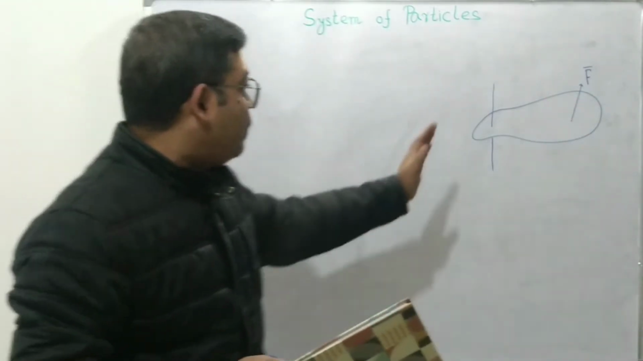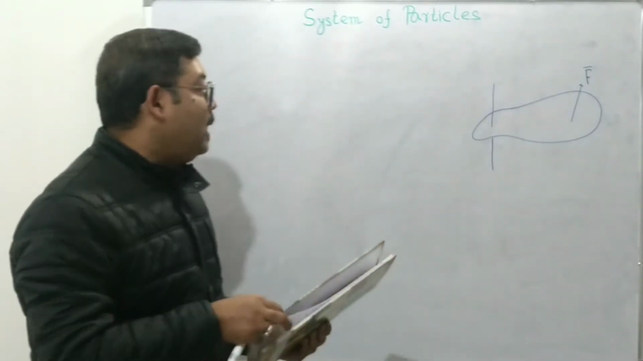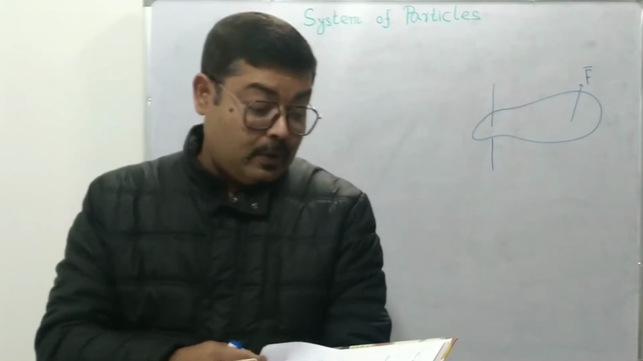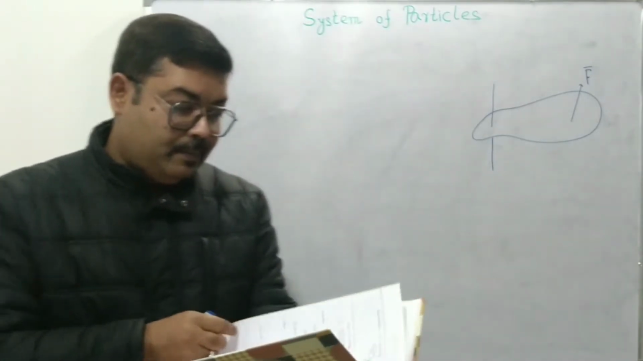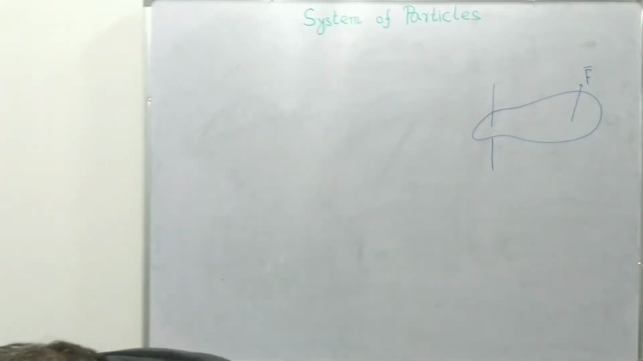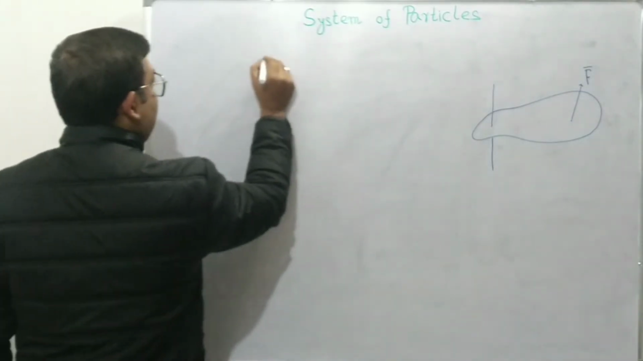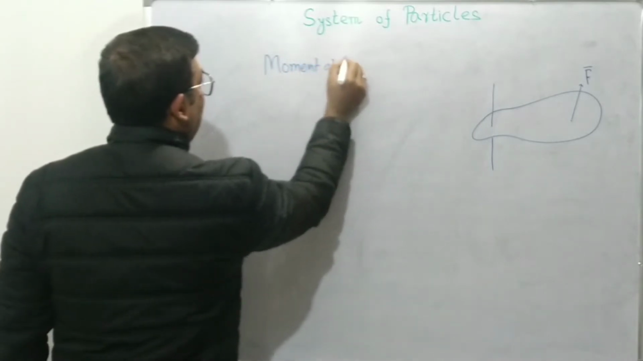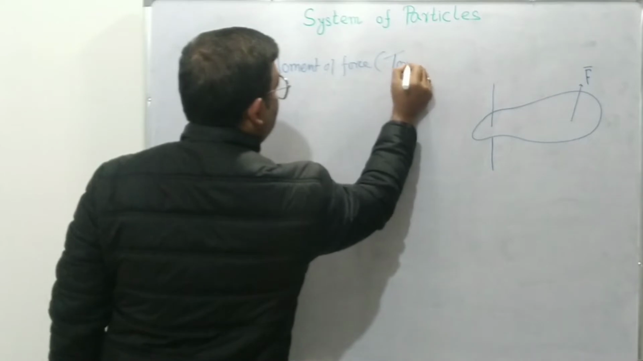So the distance from the axis and the magnitude of the force both have a role to play in the rotational effect of force. So we will define a term that will give us the rotational effect of force, and that is known as moment of force, which is another name for torque.